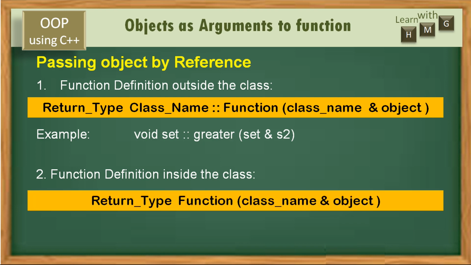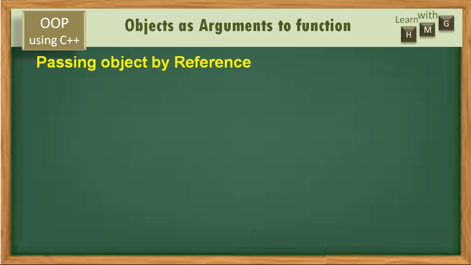The second way is function definition inside the class: return type, function name, class name, ampersand object. Here only the class name and scope resolution operator are eliminated, the rest of the things are the same. Example, void greater set ampersand s2. So in the definition also the s2 object is passed as an argument by reference, and here ampersand s2 indicates the address of object s2. The address is obtained using the address operator ampersand and it is passed as an argument to the greater function.